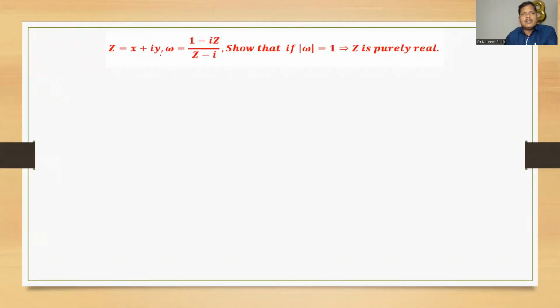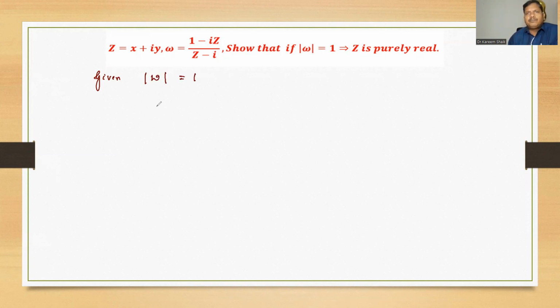z equals x plus iota y. Omega equals (1 minus iota z) by (z minus iota). Show that if mod omega equals 1, then z is purely real. That means we have to prove z is purely real if mod omega equals 1. Now we'll start. Given mod omega equals 1.